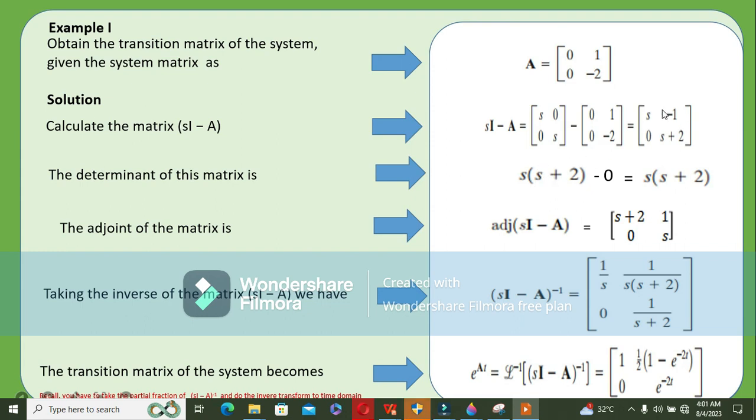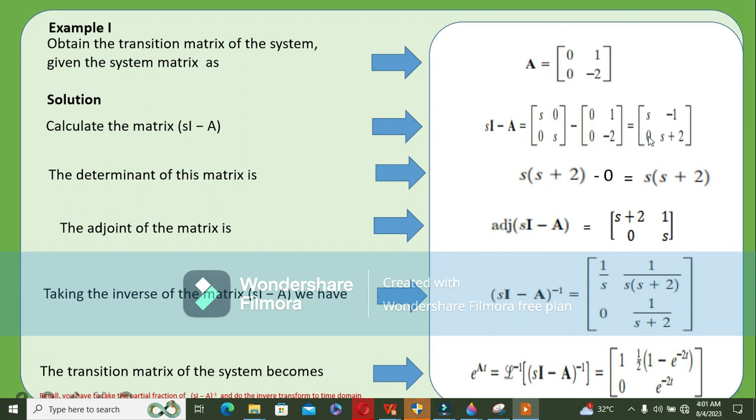So the determinant of this matrix will give us this, which is this times this minus this times this, and that is what we have here. So what is the adjoint of that matrix?